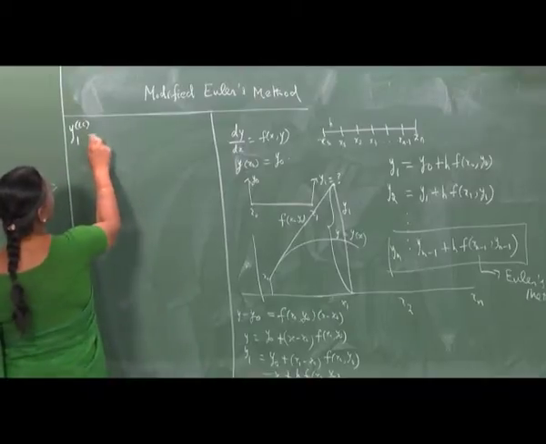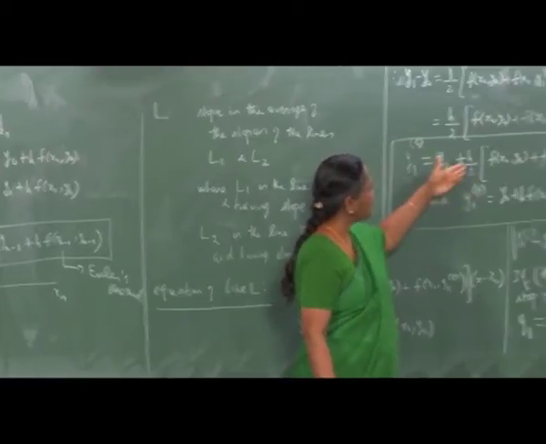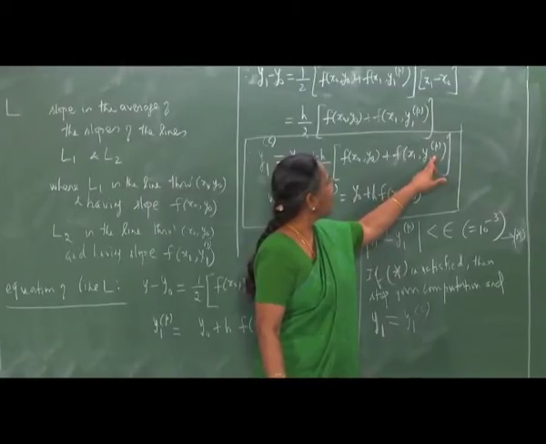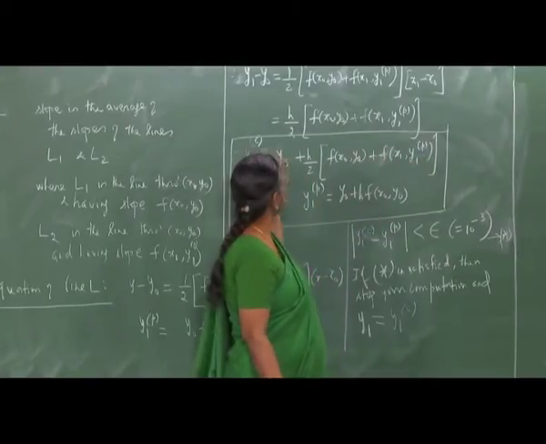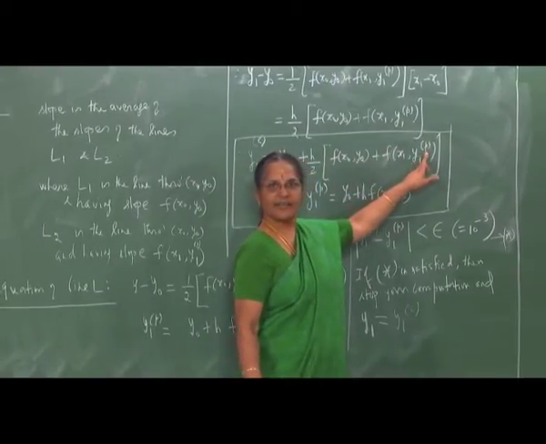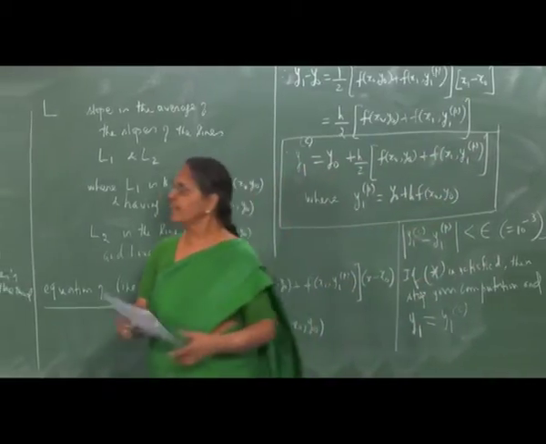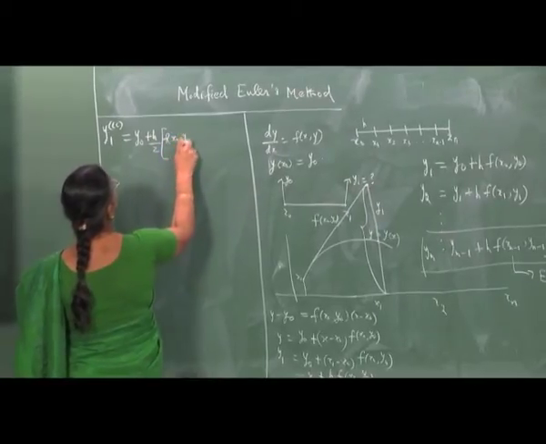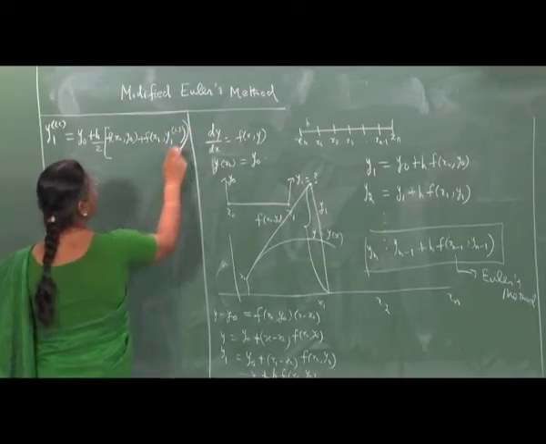What is y1 second corrected value? It is again by making use of this method. Instead of substituting y1 p here for y1, we can substitute the y1 corrected value that we have computed here to evaluate this function. So, y1 second corrected value will be y naught plus h by 2 into f of x naught comma y naught plus f of x1 comma y1 first corrected value.